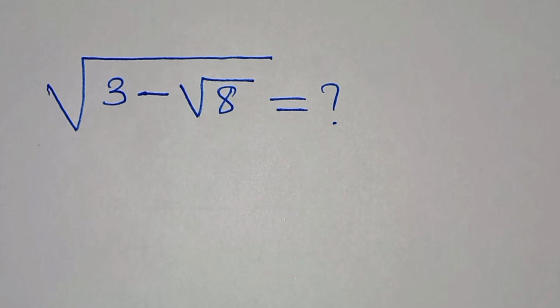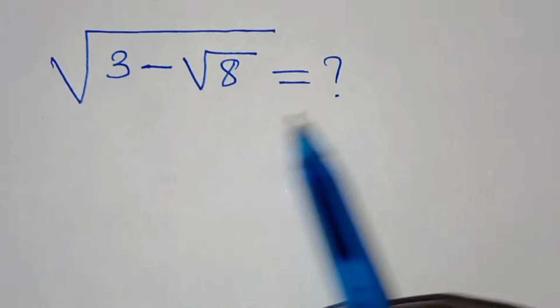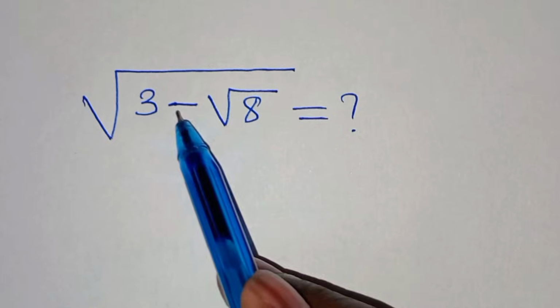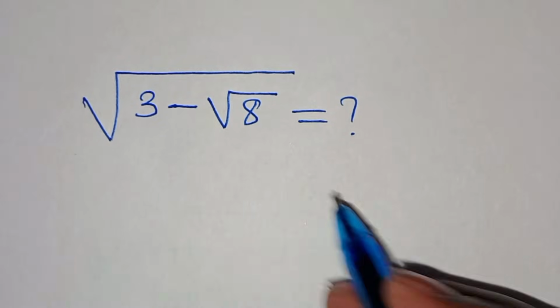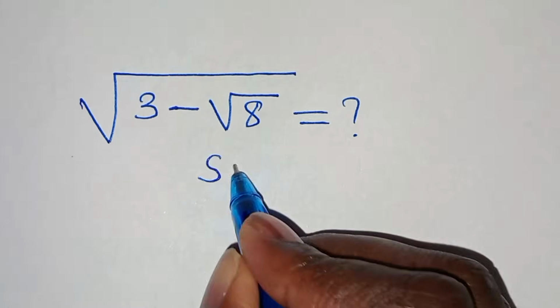Hello everyone, you're welcome to solve this radical square root math problem, which is the square root of 3 minus the square root of 8. Now, let's provide a solution from here.